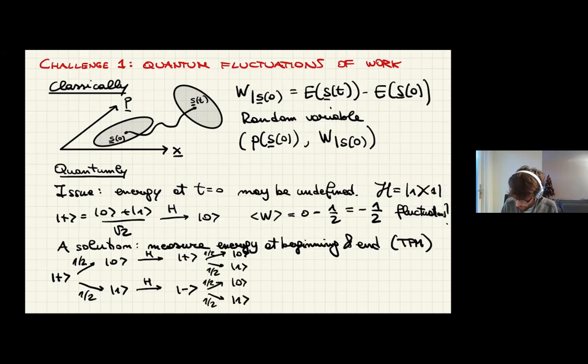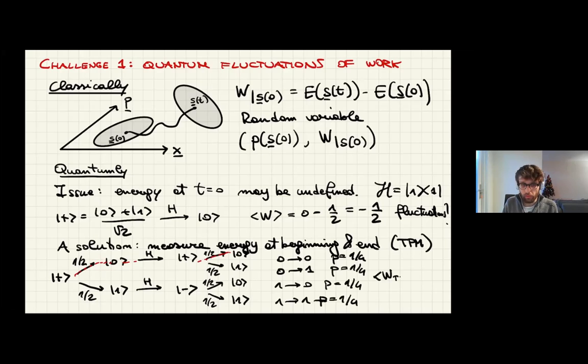And then you see that what's happening is that with probability 1/4, I find my initial energy to be 0 and my final energy to be 0, because I'm following this path here. This is probability 1/4. And then actually it's 1/4 for every other case. I go from 0 to 1 with probability 1/4, from 1 to 0 with probability 1/4, and from 1 to 1 with probability 1/4. So now if I define my work as just the difference in energy between the two measurements, you see that on average, in this two-point measurement scheme, the average work in this transformation is 0.